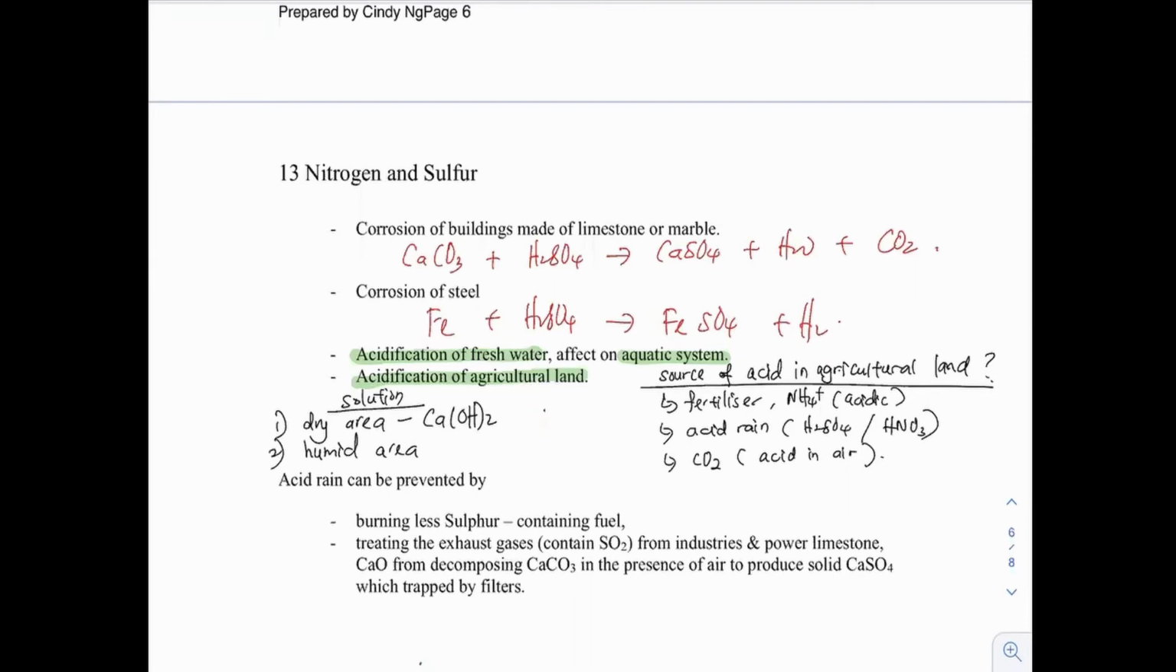But if it is in a higher rainfall area, we cannot use the aqueous or liquid state anymore. Why? Because it can easily be washed away. So we have to put in a solid so that it releases slowly. We can either spread calcium oxide, which is called lime, or we put limestone over there as well.